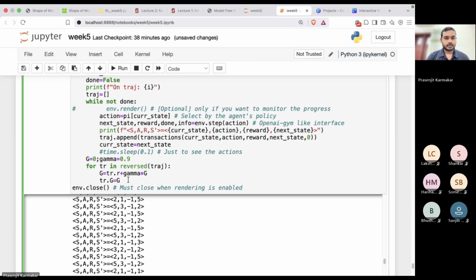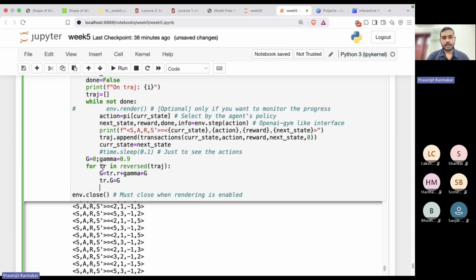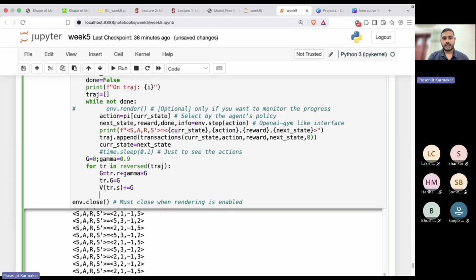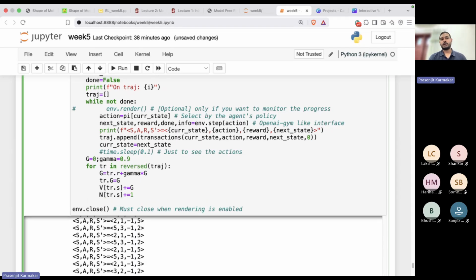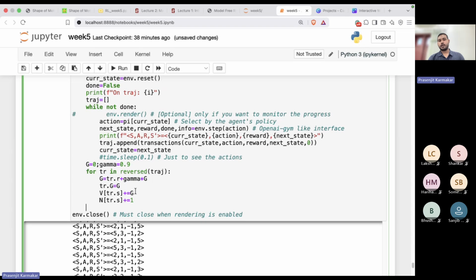We have the transaction over here, we have the return over here. What we can do: value[transaction.current_state] += return, and n[transaction.current_state] += 1. By doing this, we are basically keeping a log of all the total return from that state, and the total count of that state, together during the G computation only.